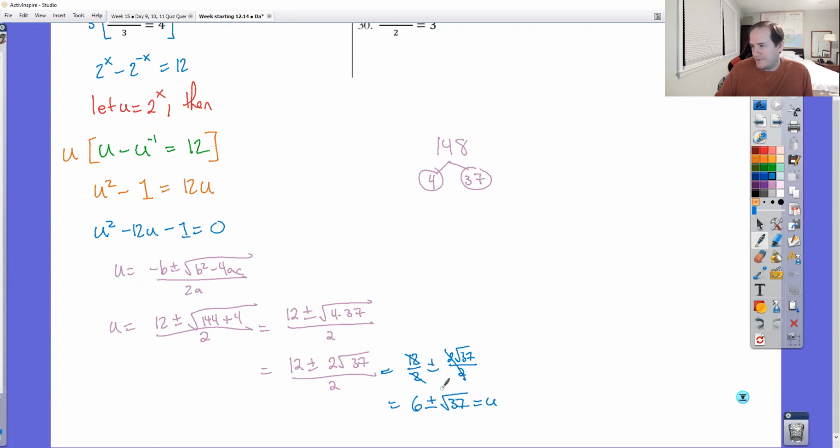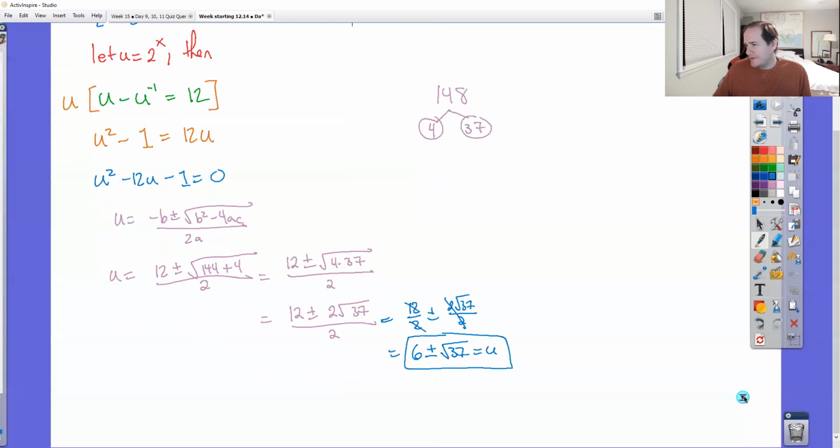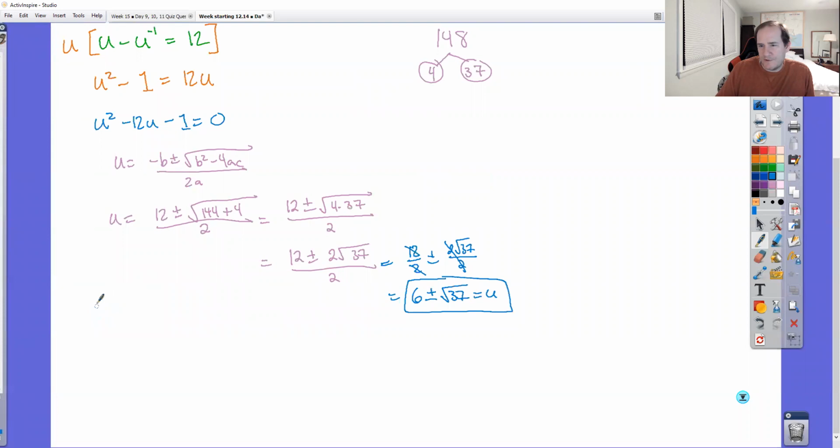So those are our values of u. But nobody cares about the u value. We want the x value. So remember that we let u equal 2 to the x. So that means we want to substitute those u values back in over here and say 2 to the x equals 6 plus or minus root 37. And then, of course, to solve, we just take the log base 2 of both sides.